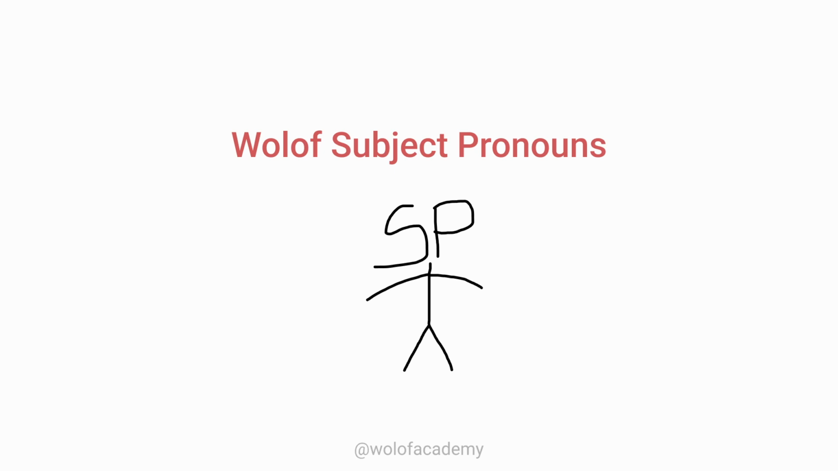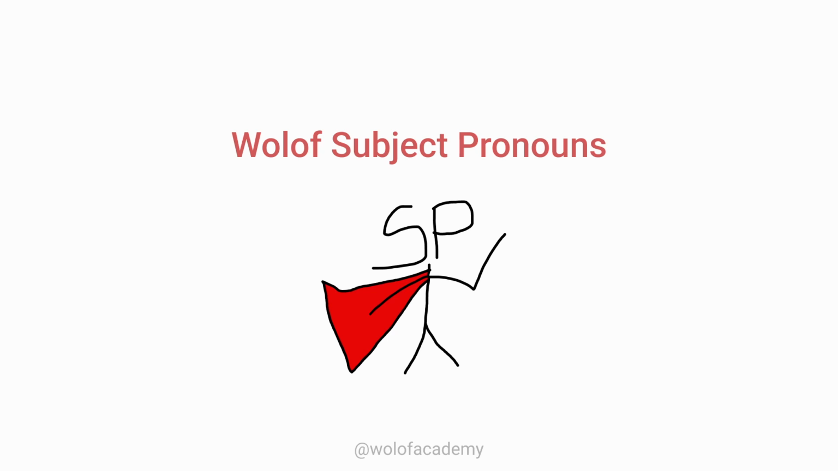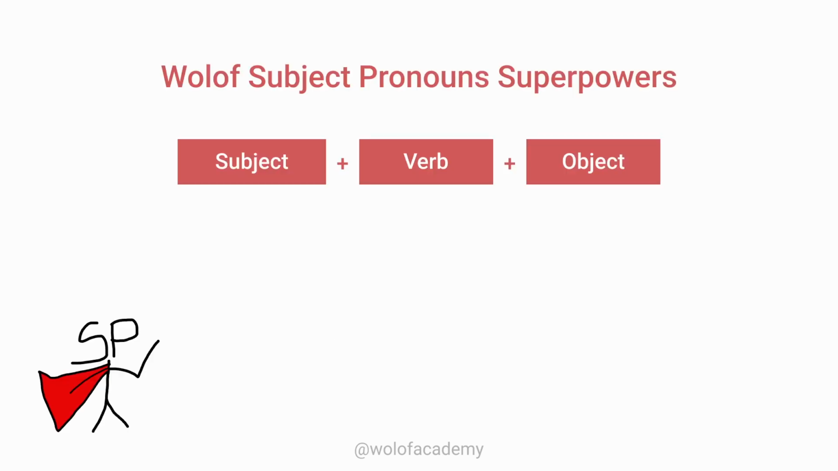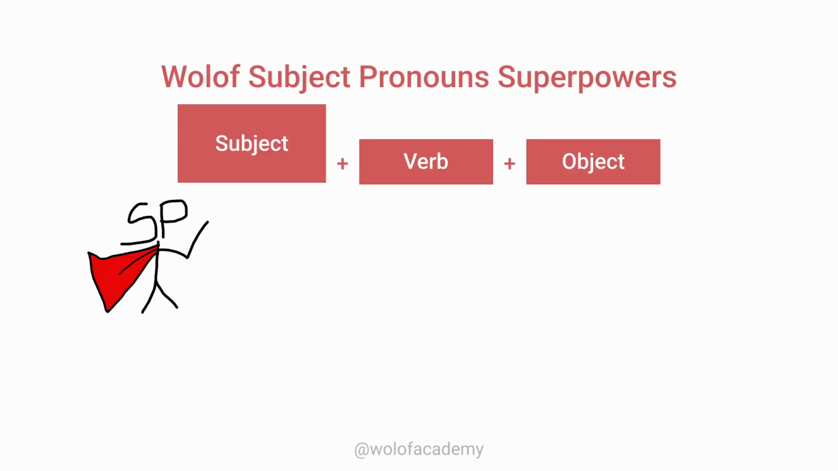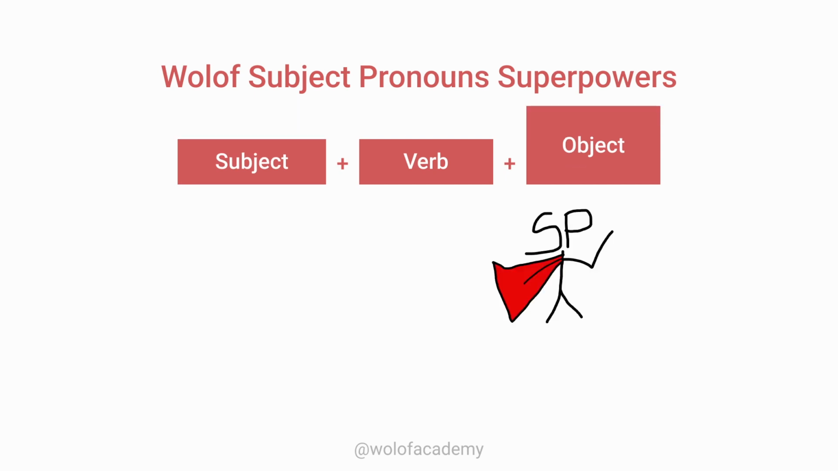Therefore, in Wolof we don't have 7 subject pronouns like in English. Rather, we have several categories of subject pronouns, each playing a specific role. You can see Wolof subject pronouns as regular pronouns with superpowers. These superpowers can include putting the focus on the subject of the sentence, putting the focus on the object of the sentence, and putting the focus on the verb of the sentence.